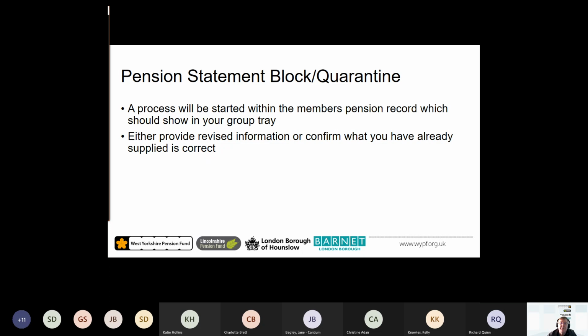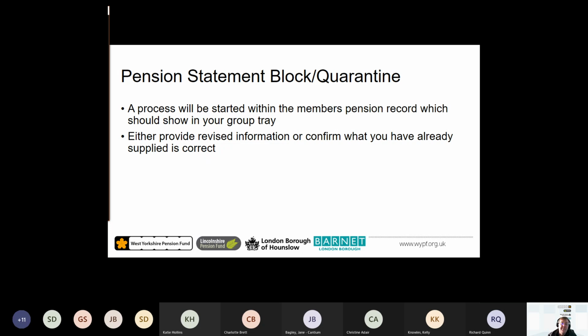Please, though, do be aware that you can see the information that you have supplied to us about a member on the employer portal. So it may be worth, when you get a block or quarantine, looking at the member's record, see what information has been supplied to us before just confirming whether it's correct or not. Because sometimes it's important not just to know whether it's correct, but why. So do feel free to have a look at the member's record before answering the questions.